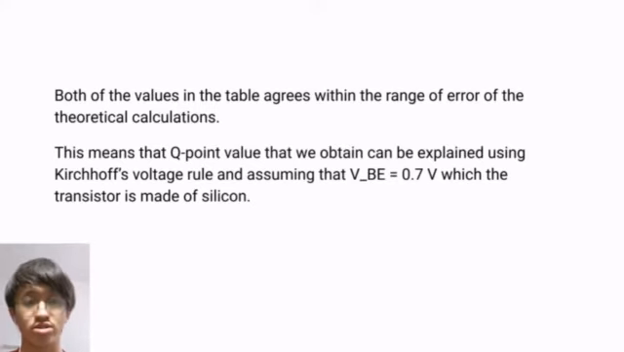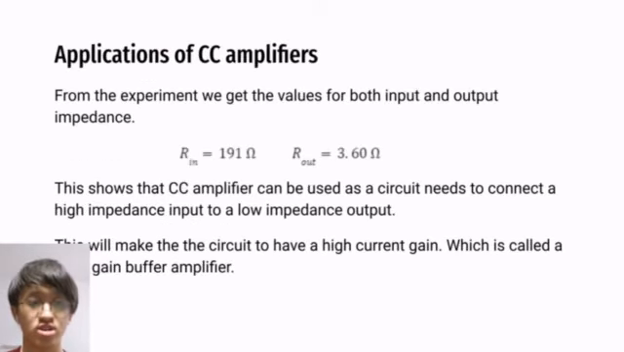Next, we want to discuss the application of CC amplifiers. From the experiment, we get that the input resistance is 191 ohm, while the output resistance is 3.6 ohms. This shows that the common collector amplifier can be used as a circuit when it needs to connect a high impedance input to a low impedance output. This gives the circuit a high current gain, which is why the common collector amplifier is also called a unity gain buffer amplifier.